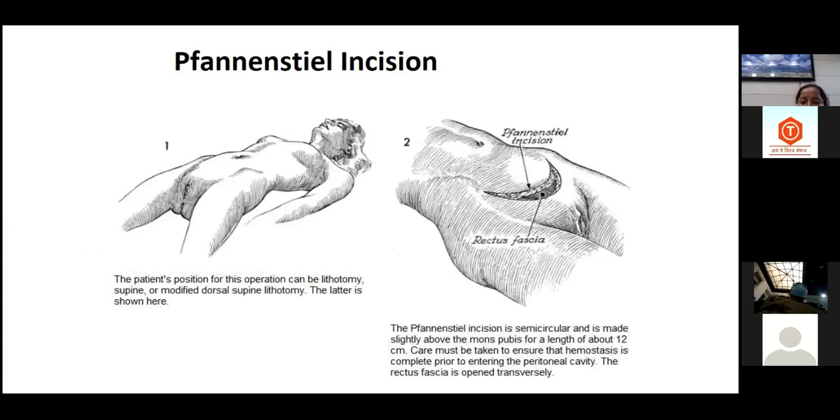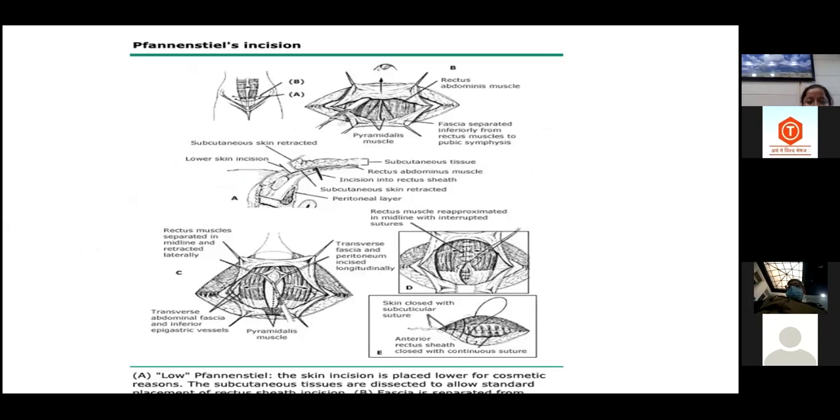This is a picture showing the Pfannenstiel incision, which is semicircular and is made slightly above the mons pubis for a length of 12 centimeters. When we make a Pfannenstiel incision, the rectus sheath is separated inferiorly from the rectus muscle to the pubic symphysis. Then the rectus muscles are separated in the midline and retracted laterally. Transversalis fascia and peritoneum are incised longitudinally.